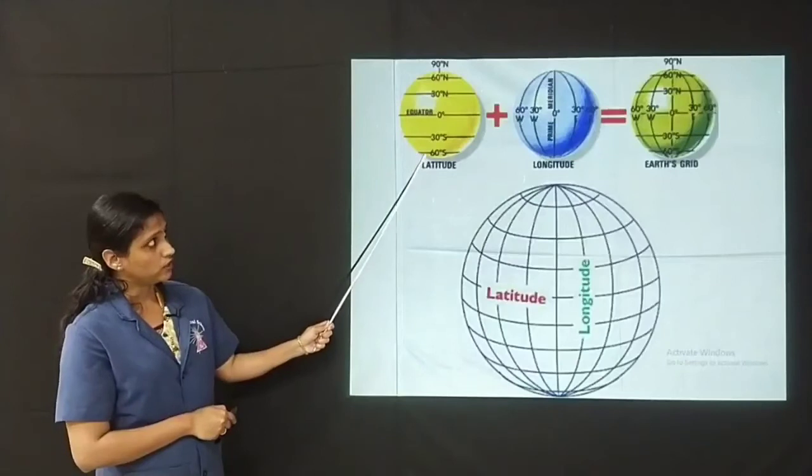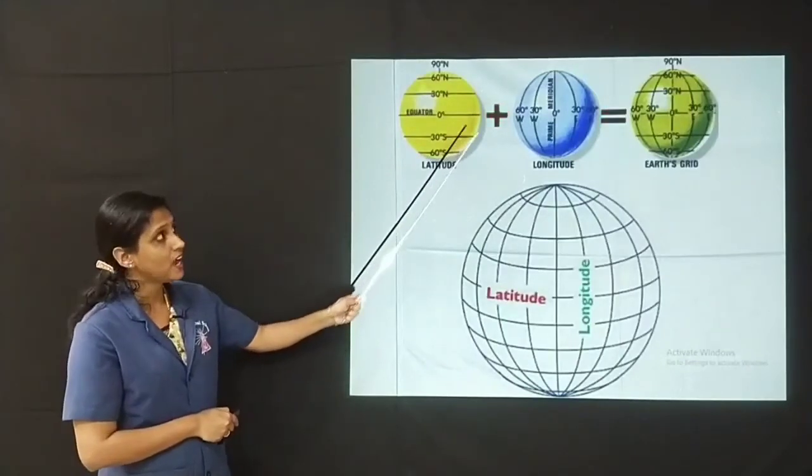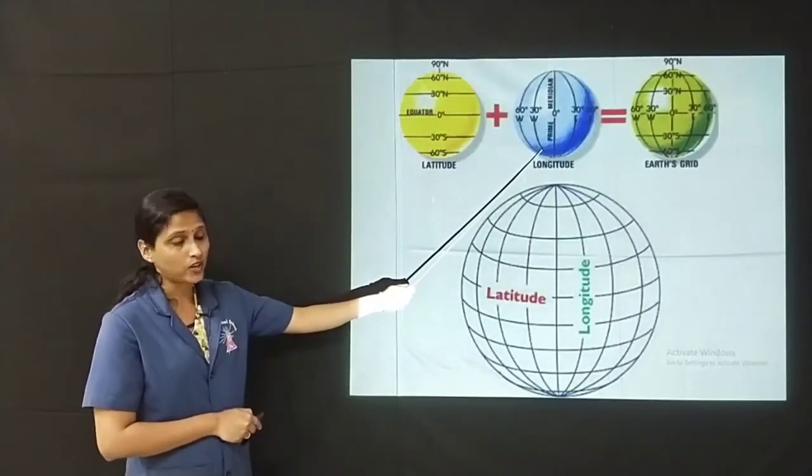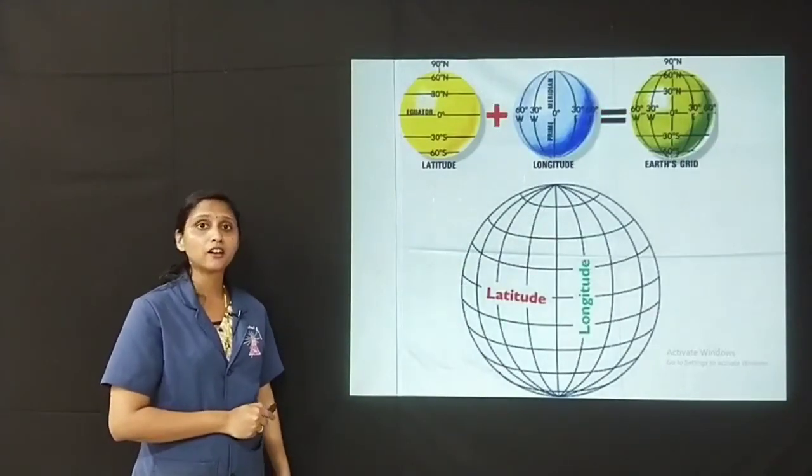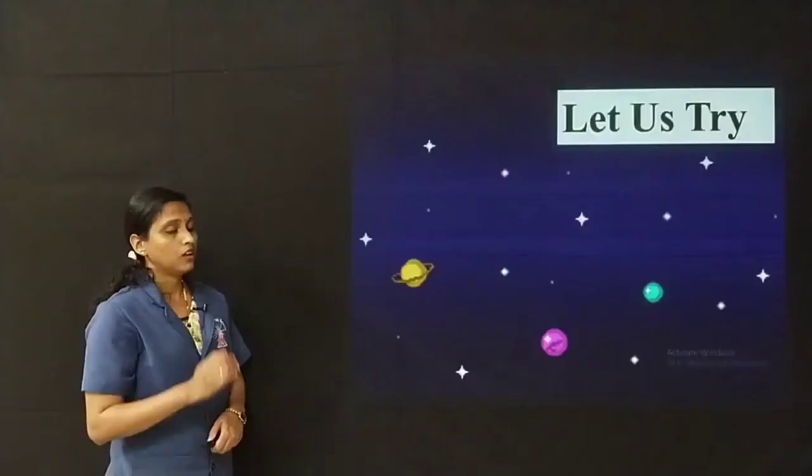Look at the picture here. These lines are latitude lines and these lines are longitude lines and they form a grid. So, grid helps us to locate the places on the earth.